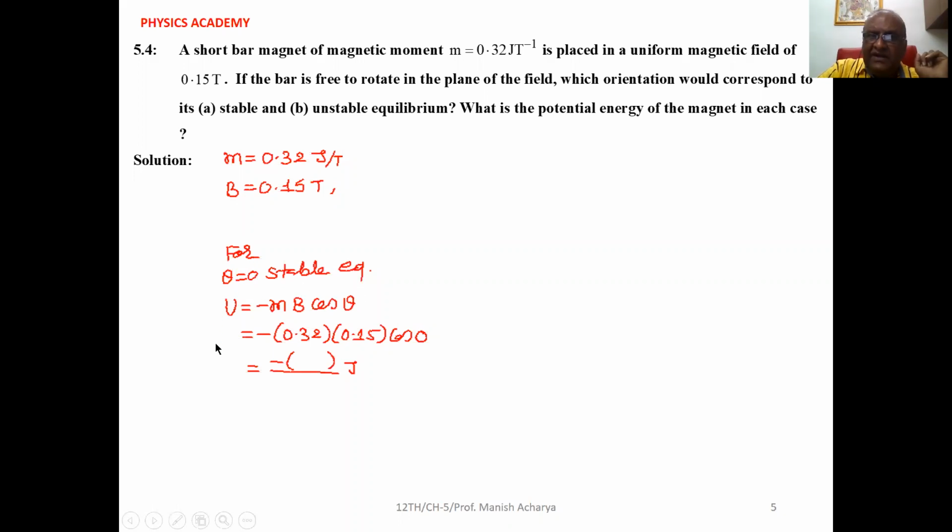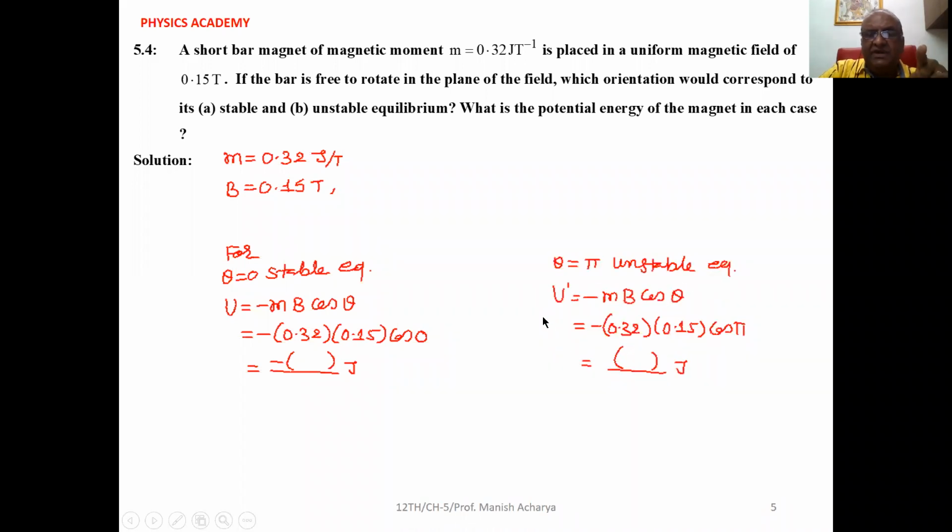And in that particular situation, the equation for the potential energy is minus mB cos theta. So minus m, that is 0.32 given to you, B 0.15 given to you, and for stable equilibrium theta we have to take 0. So cos 0 is 1. Now solve this one, you will get the potential energy in stable equilibrium.